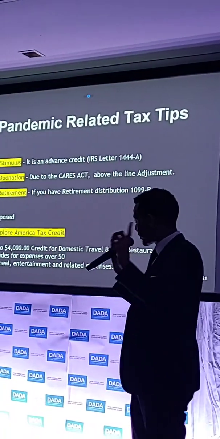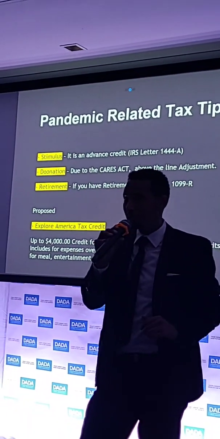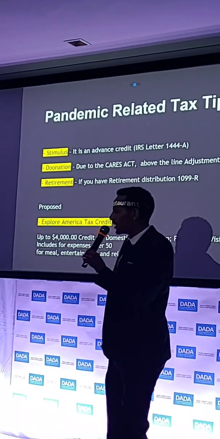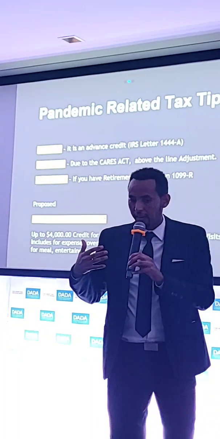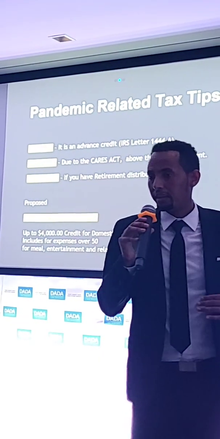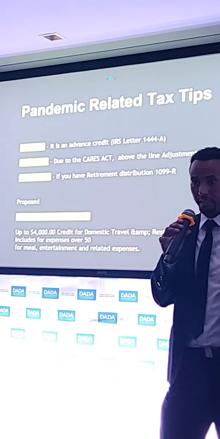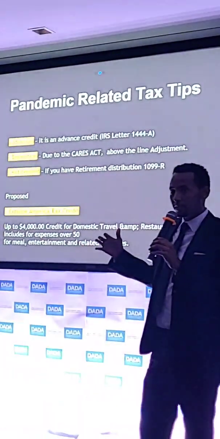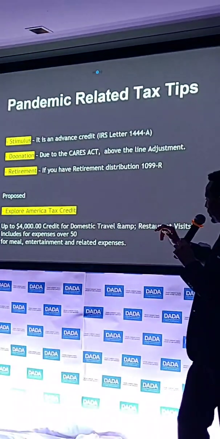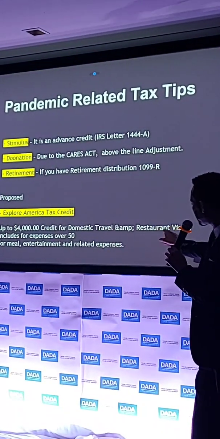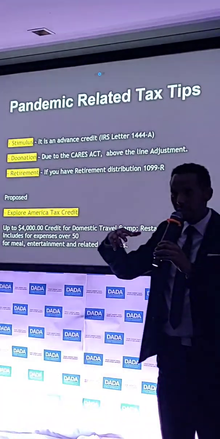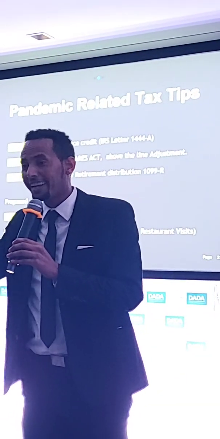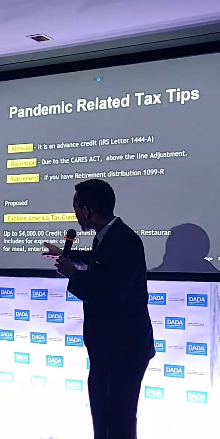There was another very interesting proposal by President Trump. It was called the Explore America Tax Credit, and this was initiated after the coronavirus to help the hospitality industry. He said anybody who spends on domestic travel, restaurant visits, related transportation expense, can claim them as a deduction. As a credit. You can get a credit up to 4,000.